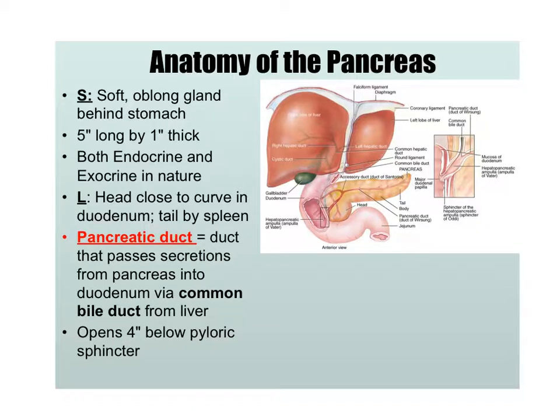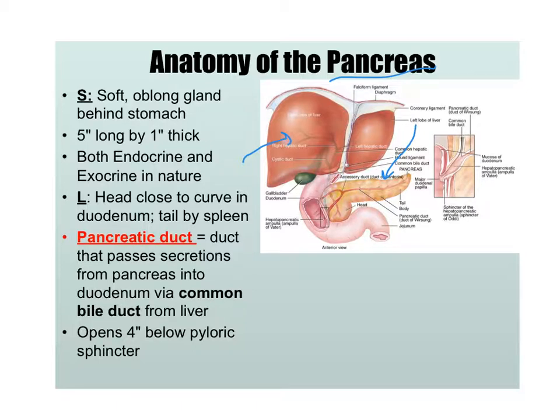Today we're going to go over the anatomy and physiology of the pancreas, located right there. The stomach has been removed, and also the liver. Now these are considered accessory structures because food does not directly pass through these structures, but they do aid in digestion, just like your tongue, your saliva, your teeth, etc.